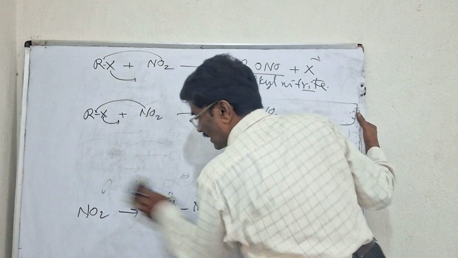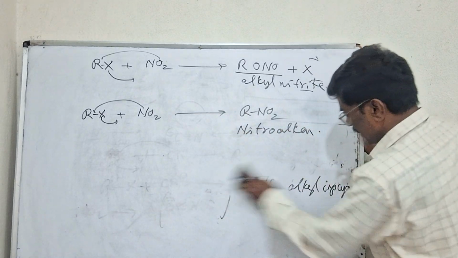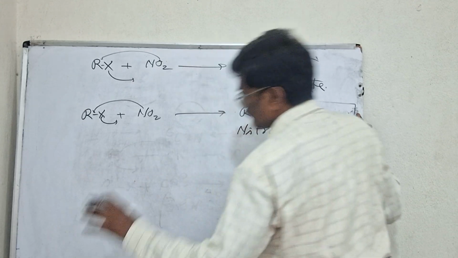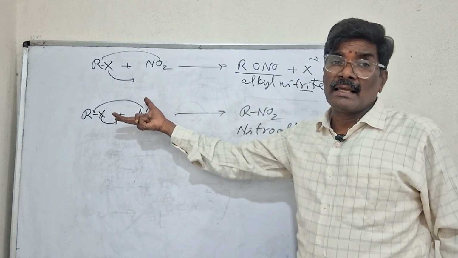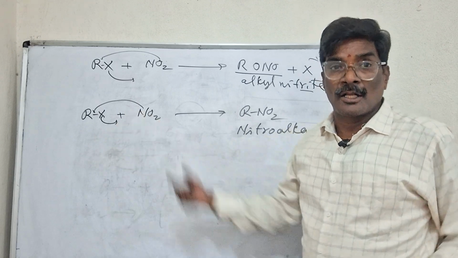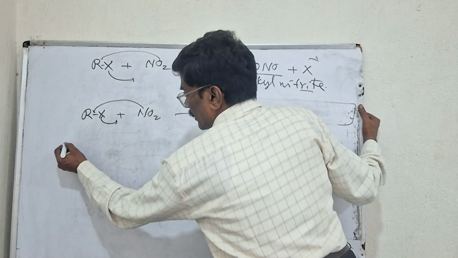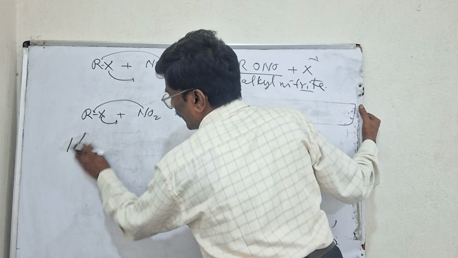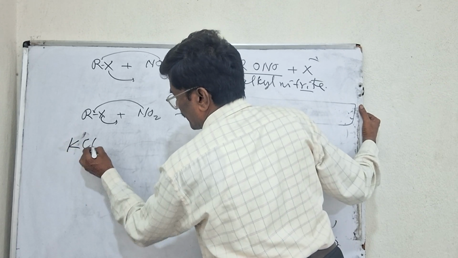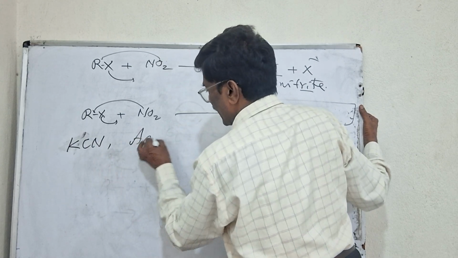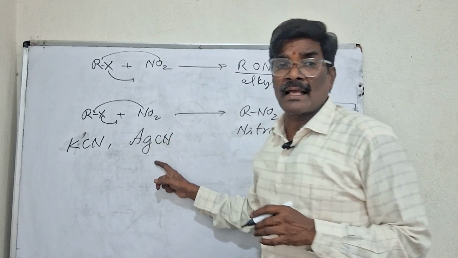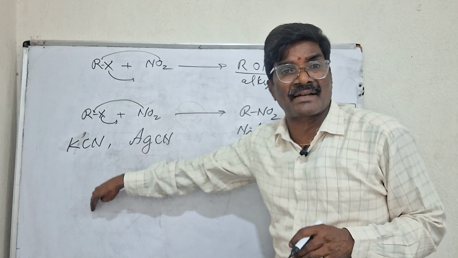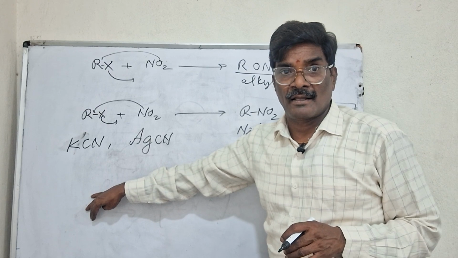Let us see, based on this, one more reaction: cyanide with alkyl halides. This is about ambident reactivity with alkyl halides. Now let us take two compounds, NaCN or KCN, and AgCN, potassium cyanide and silver cyanide. This is also important from a competitive examination point of view. These two compounds react differently with RX.